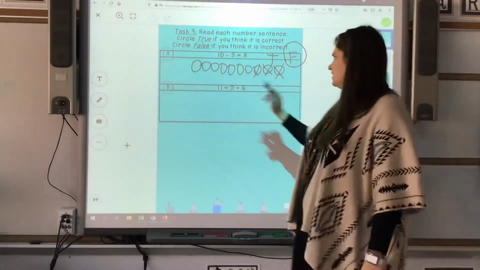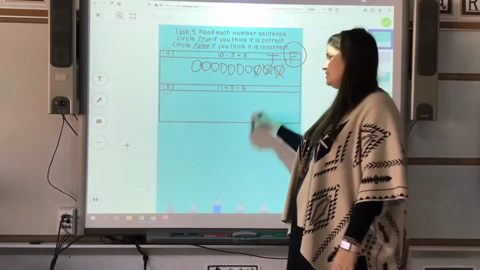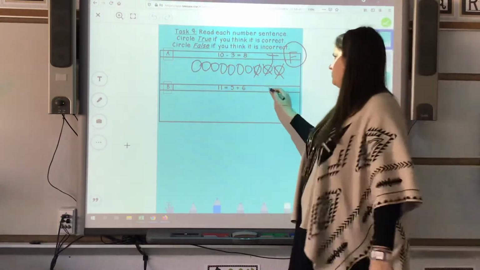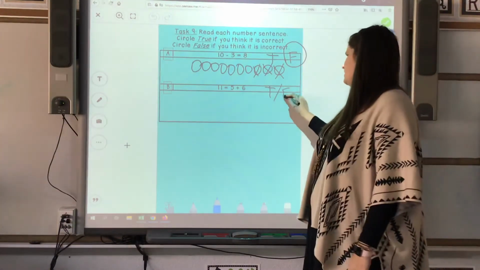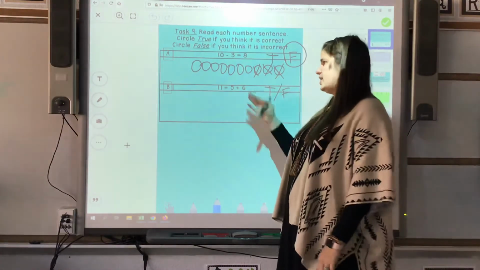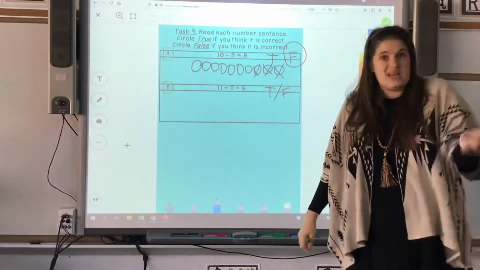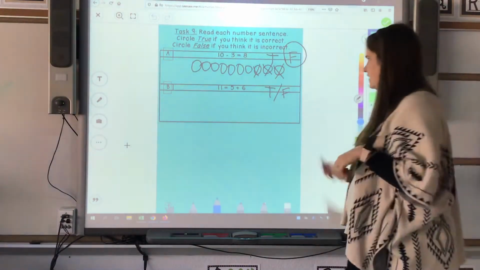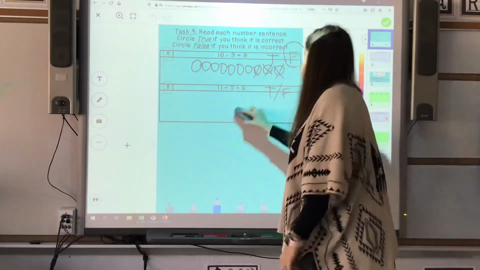The next one says 11 equals 5 plus 6. So just like before, T and an F. You're going to look and you're going to draw 5. You might draw 6 more. If it equals 11, it's true. If not, it is false.